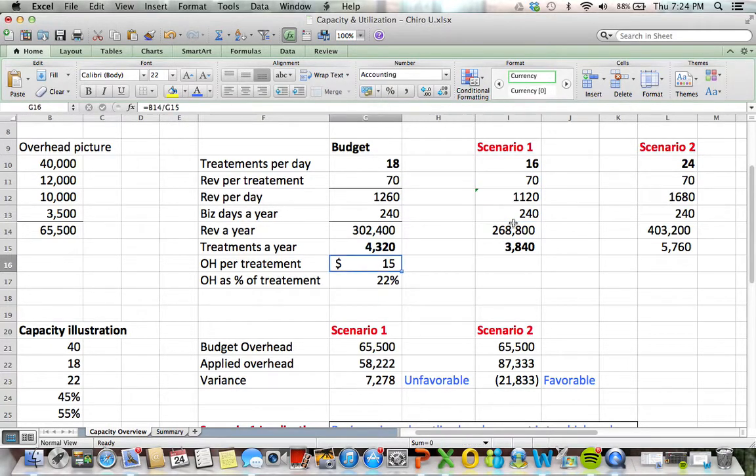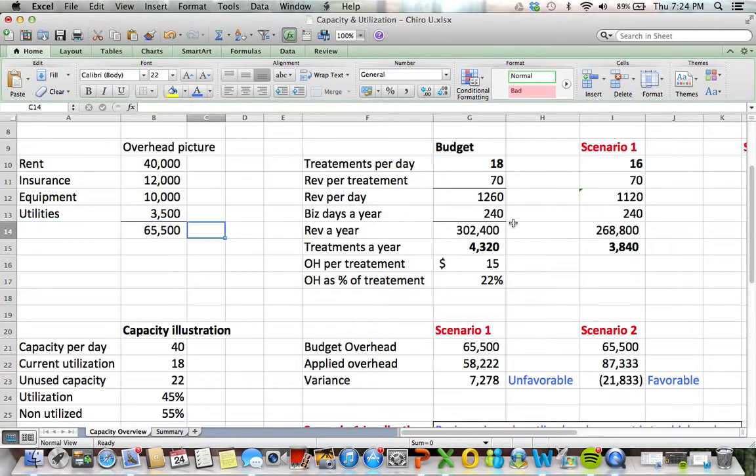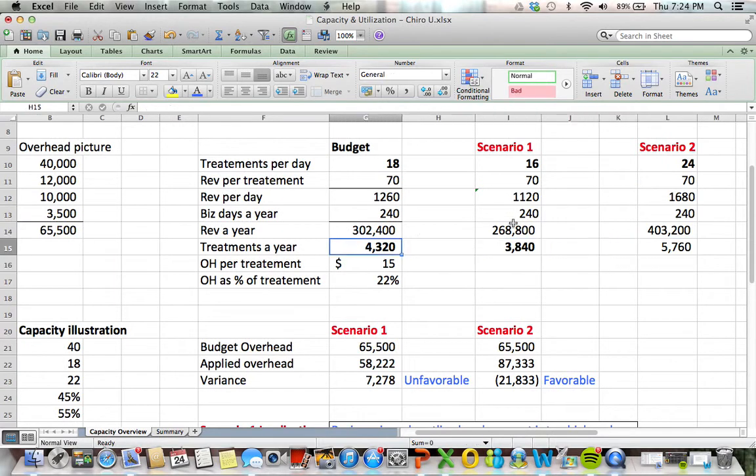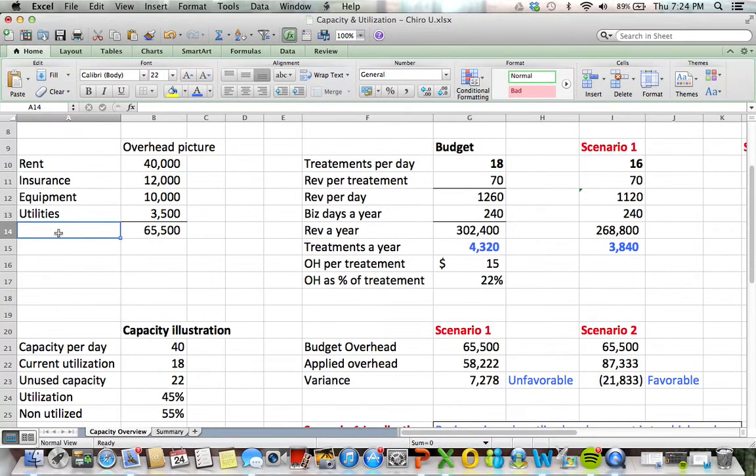So when we talk about fixed overhead production volume variance, this is what budget was. Budget was one thing, but I'm measuring the activity related to that. In other words, I'm using the activity, which is treatments per year, and we have the three pieces here in terms of treatments per year, and how that affects the allocation of this overhead. The overhead is fixed, it's a fixed amount. It's 65K. It's just mostly fixed things.